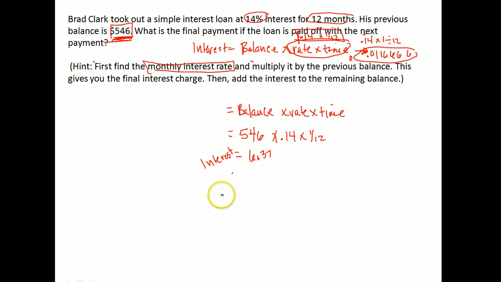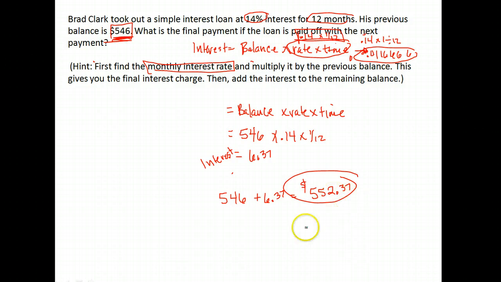But if you wanted to just pay the whole thing off, then you would pay your balance that's still due plus the amount of interest that was due on this payment. So when we do that, add the 546 plus the $6.37, we get $552.37. And that's how much you would pay to just pay the entire loan off right now.